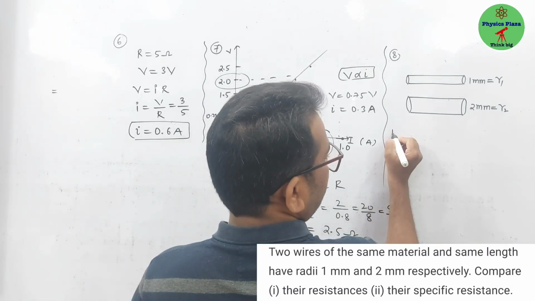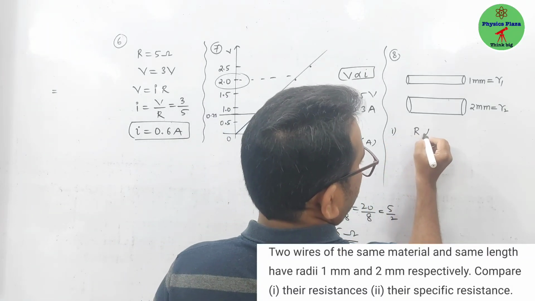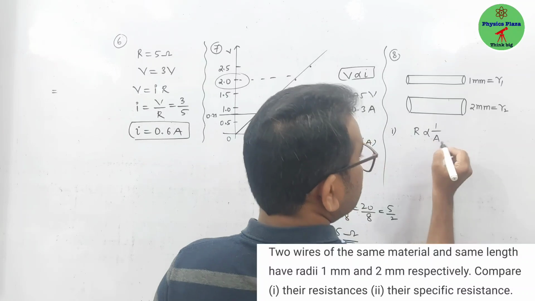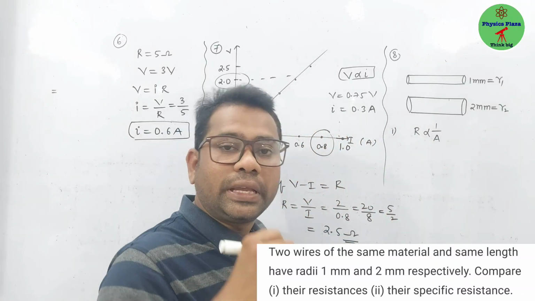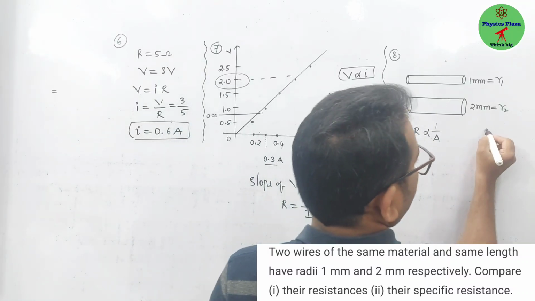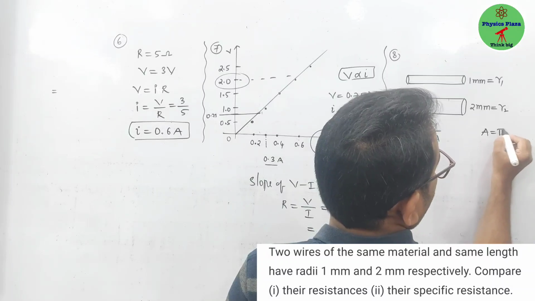Children, first of all, look at here. We know that R is proportional to 1 by A, or inversely proportional to A. And we know that A is equal to pi R square.